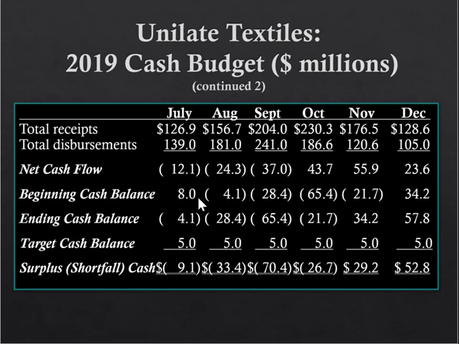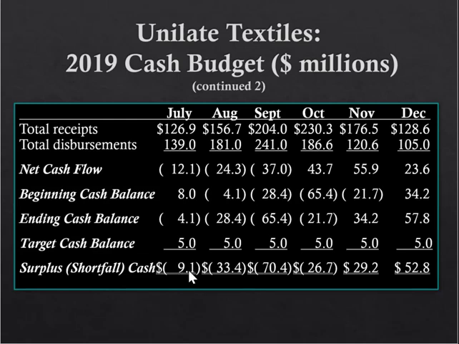We started with $8 million in July. So if we run down July, we've got $12 million of negative cash flow. You've got $8 million of cash, so we had a negative ending cash balance of 4.1 million. We have a target cash balance of $5 million. So we've got a cash shortfall of 9.1 million bucks.